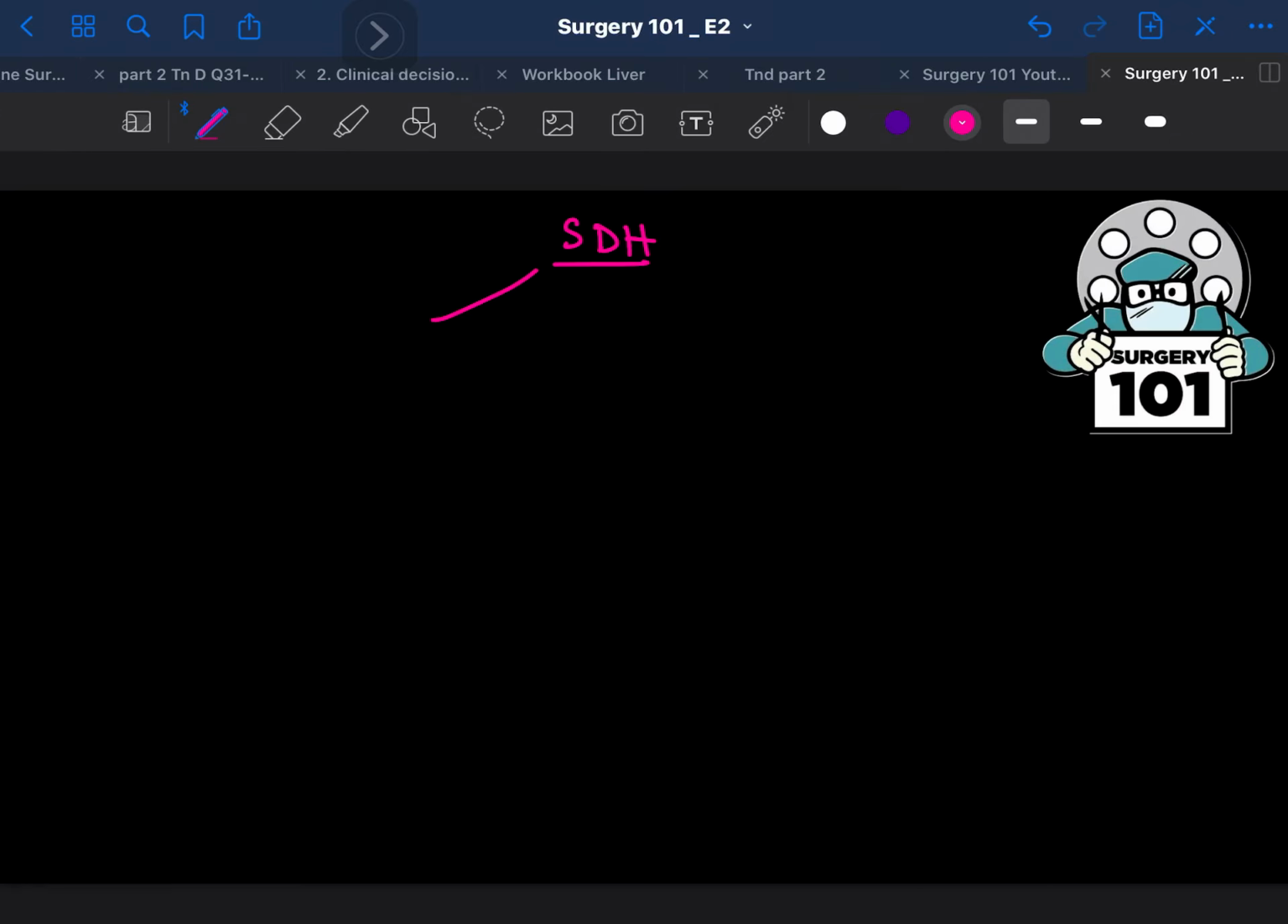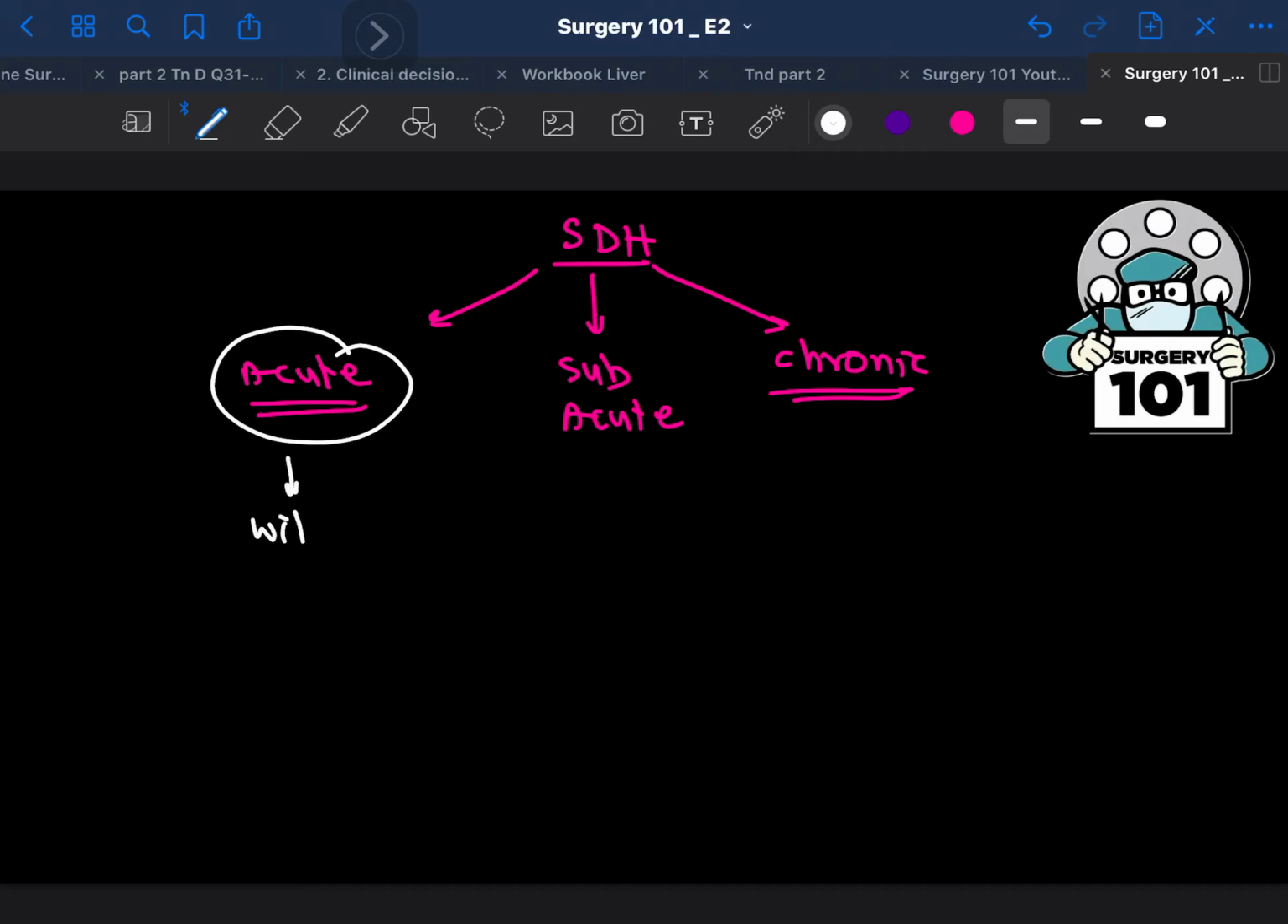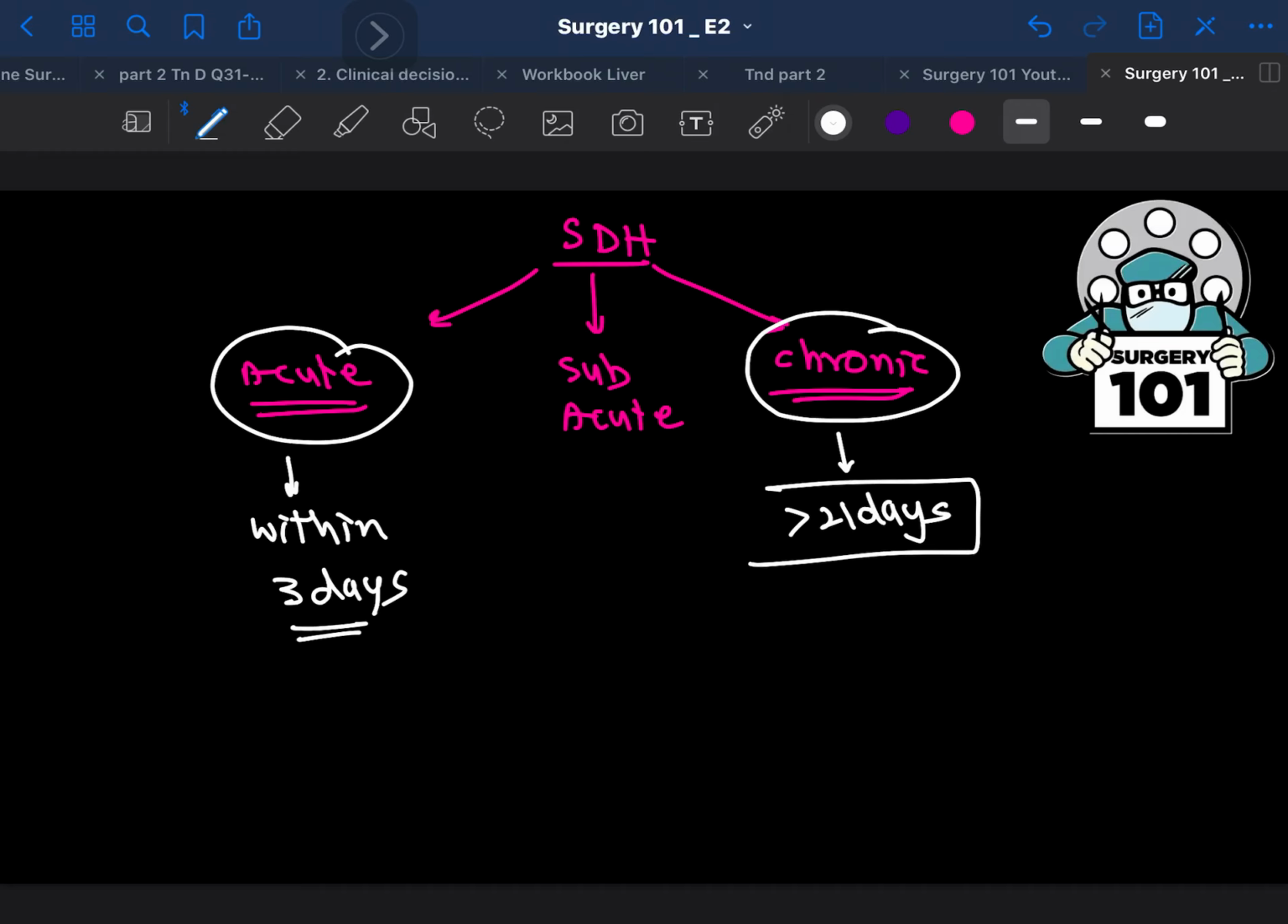So as you can understand, the SDH can be divided into acute, subacute, and chronic. Acute usually presents to you within 3 days. If the patient is coming to you within 3 days, this is an acute SDH. What about the chronic? If the patient is coming to you after 21 days from the trauma. So trauma occurred, and after 21 days the patient is coming to you with the bleeding. This is your chronic SDH. I hope you understand this point.